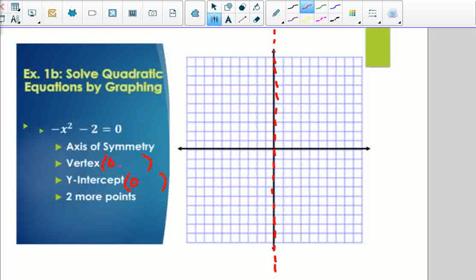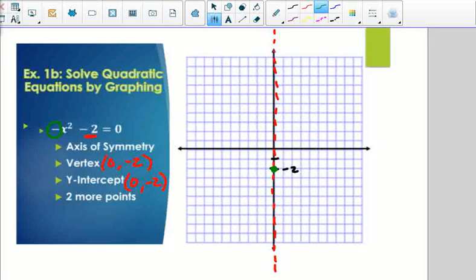When x is 0, what's my y, which is the last term of the quadratic equation, which is negative 2. So if I'm just going to count, here's negative 1, here's negative 2. If I put a point there at 0, negative 2, I just need 2 more points. You notice that this has a negative x squared. It means my parabola is opening downward.